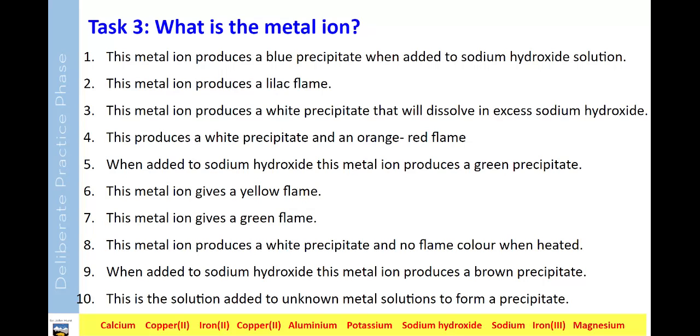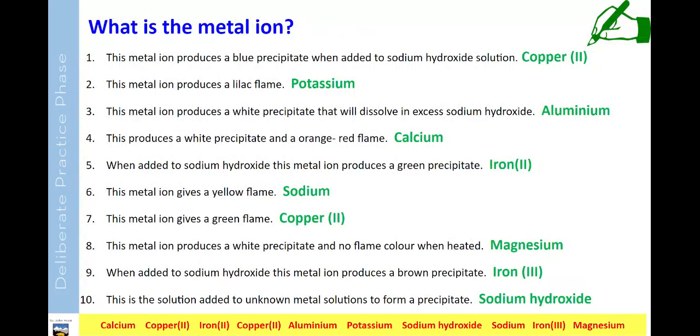Okay, so let's look at the answers. So number 1 should have been copper 2, or you might have even written the symbol for the ion, Cu2+. Number 2, potassium gives a lilac flame. Number 3, aluminium makes a white precipitate which dissolves upon excess sodium hydroxide, excess meaning too much, adding more. Number 4, a white precipitate that gives an orange-red flame, calcium.